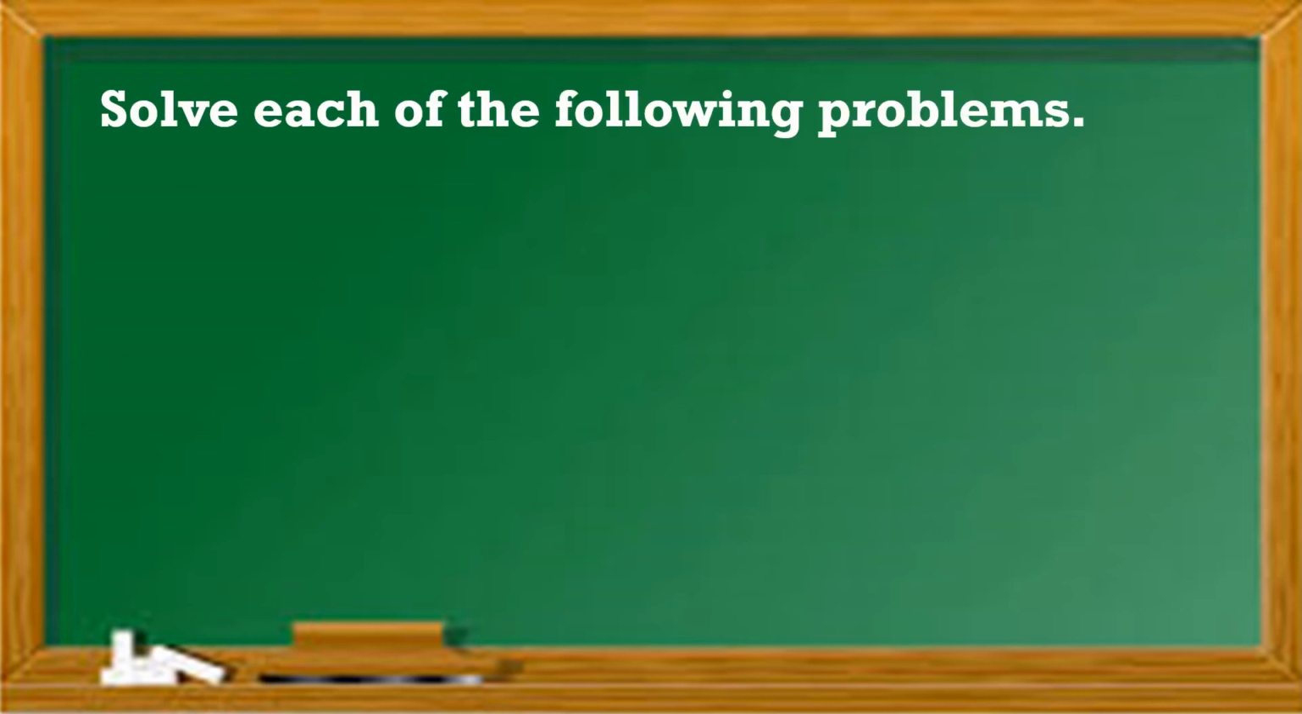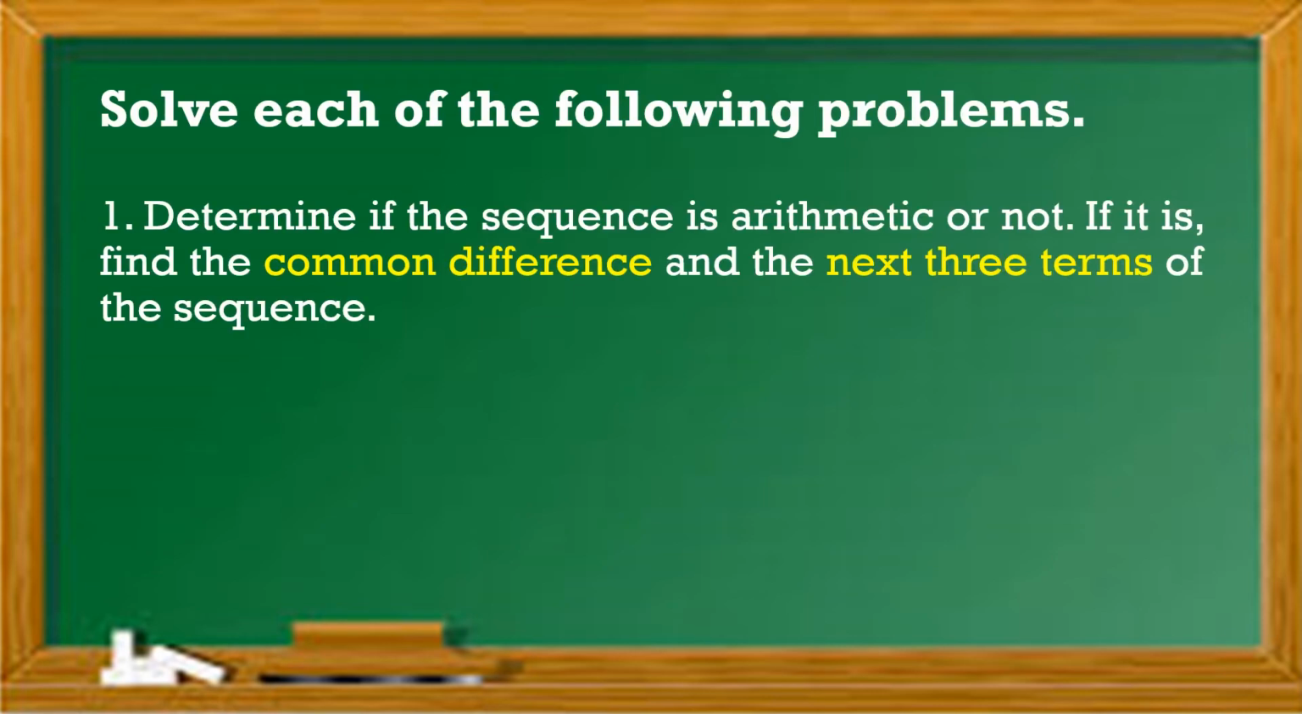From the discussion on arithmetic sequence earlier, let us solve each of the following problems. Number 1. Determine if the sequence is arithmetic or not. If it is, find the common difference and the next three terms of the sequence. Given, negative 5, 2, 9, 16, and so on. So what will be our solution to this problem?